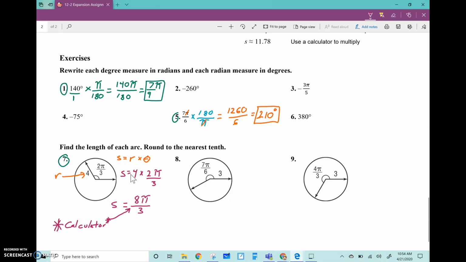And when I do that in my calculator, I get S equals 8.37. And we're rounding to the nearest tenth. So my final answer is going to be 8.4.